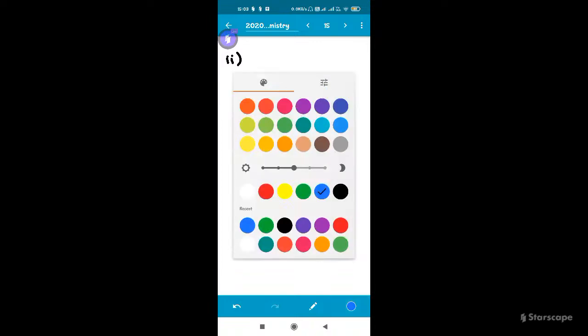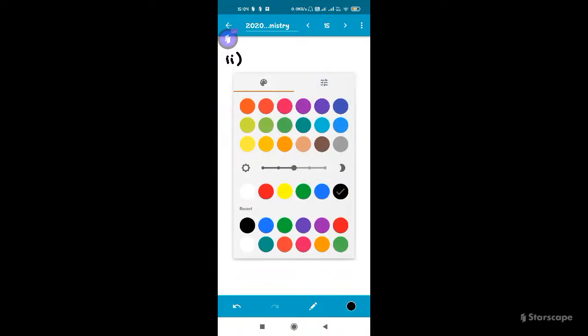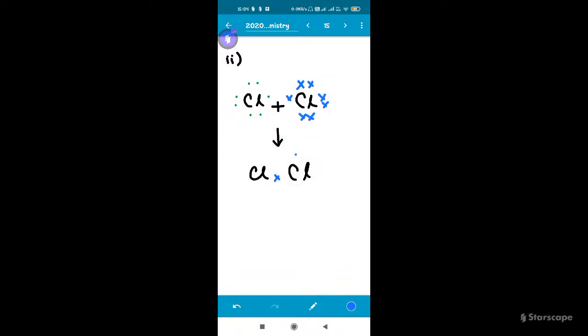So how will it look after the combination has occurred? It will look like this. Both the chlorines are side by side, and in the middle we will have the electrons which are shared. So one from each chlorine. Those are the shared electrons.